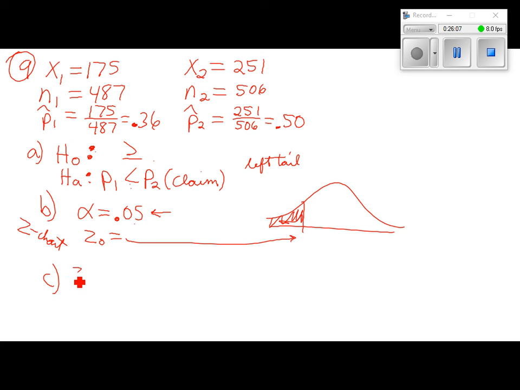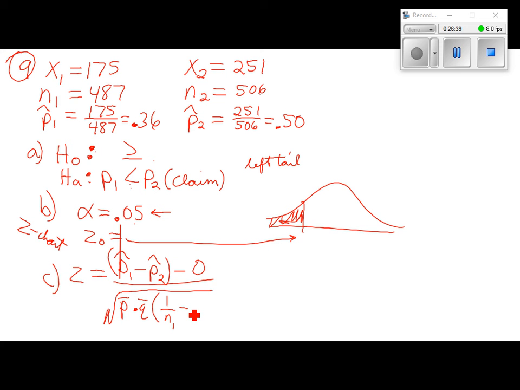For part C, your formula this time for your standardized test statistic is P hat 1 minus P hat 2 minus P1 minus P2, which is just going to be 0, all over P bar times Q bar times 1 over N1 plus 1 over N2. So that's the formula to find our Z.